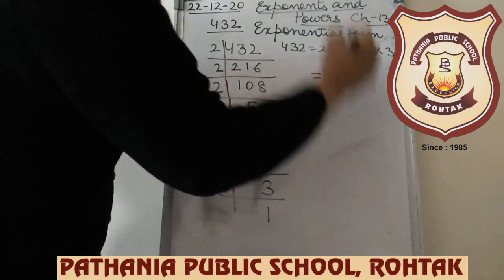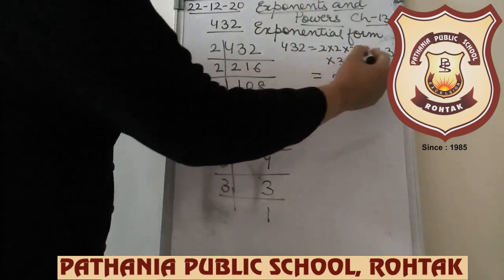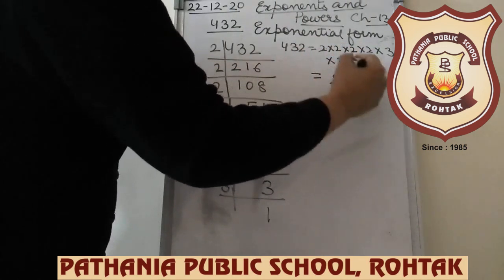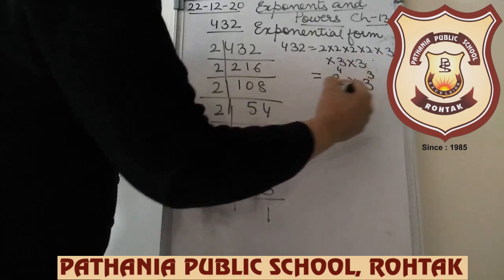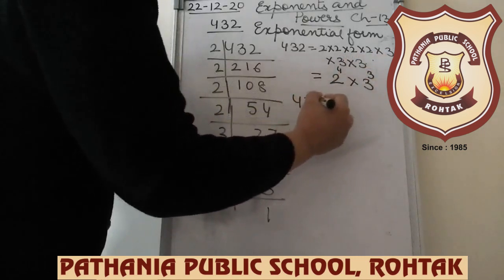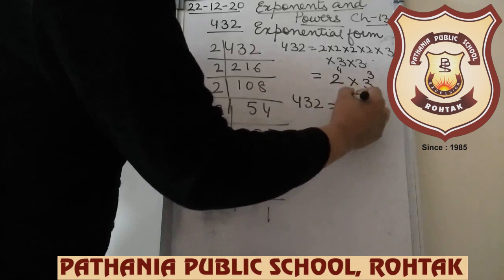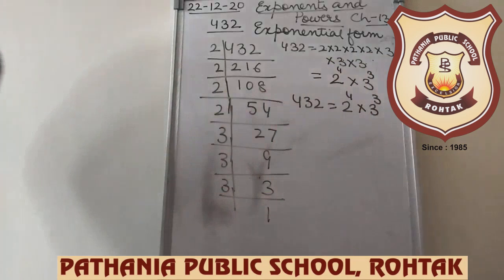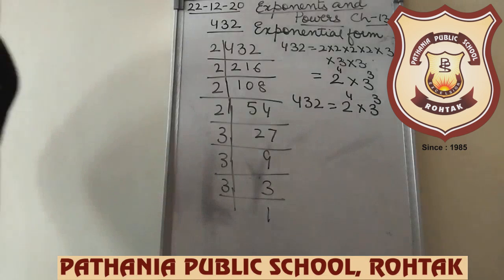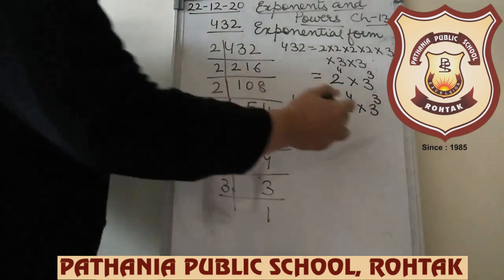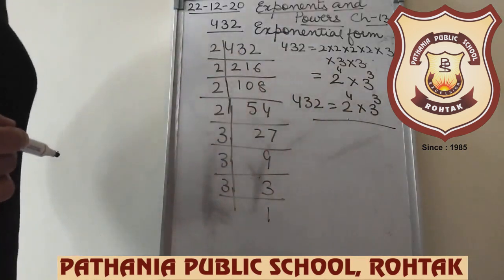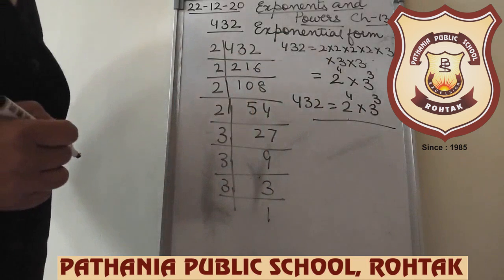Now how many times is 2 there? 4. So power is 4. 3, how many times is 3? So this is the exponential form of 432. That is 2 raised to the power 4 multiplied by 3 raised to the power 3. So in this manner you are going to write the given number in exponential form. Clear?